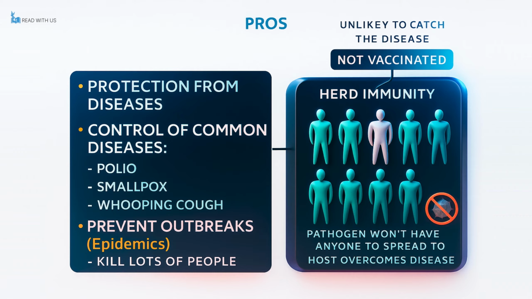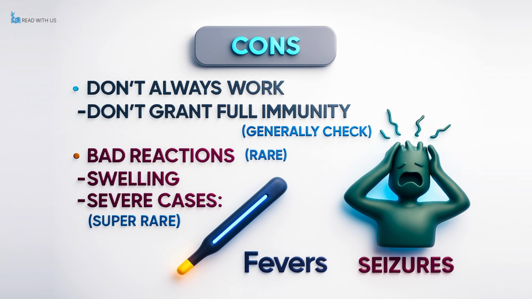This protects even those individuals who are not vaccinated because they are less likely to come into contact with someone who is carrying the disease. In this way, herd immunity creates a protective shield across communities, especially helping vulnerable individuals such as newborns or those with weakened immune systems. Although the benefits of vaccination are clear and significant, there are a few potential downsides to consider. For one, vaccines are not always 100% effective.